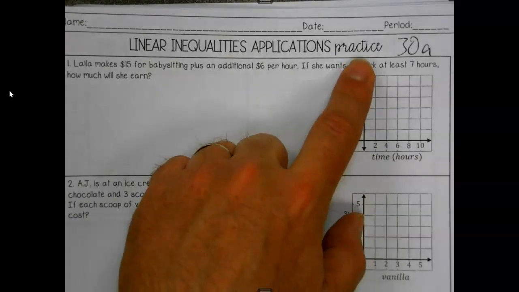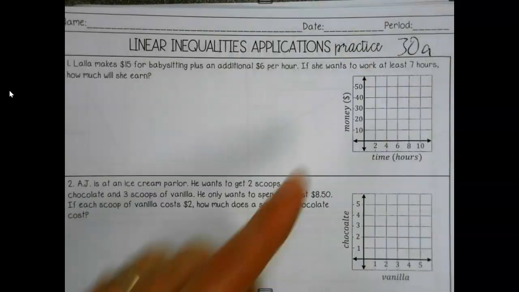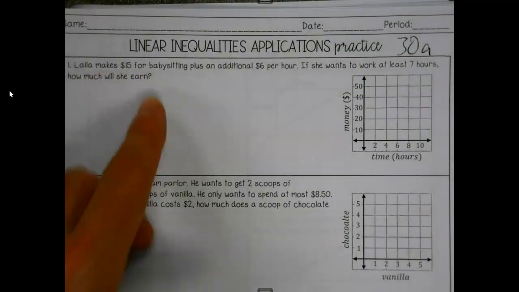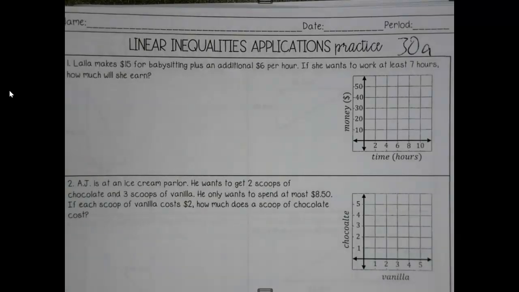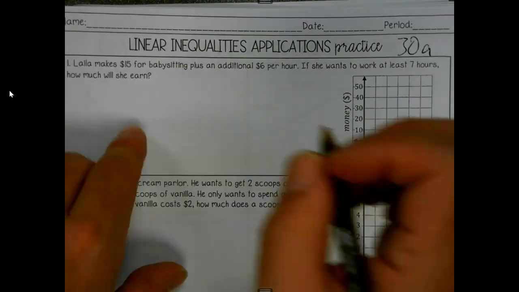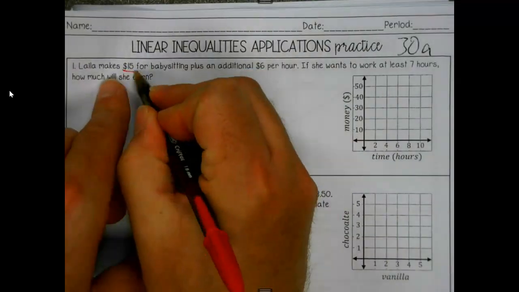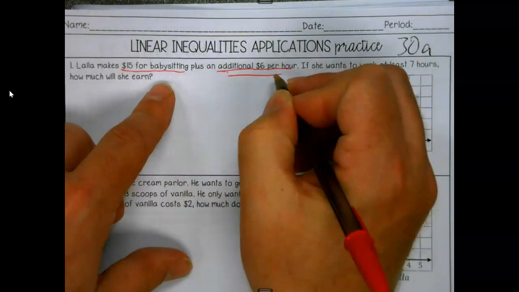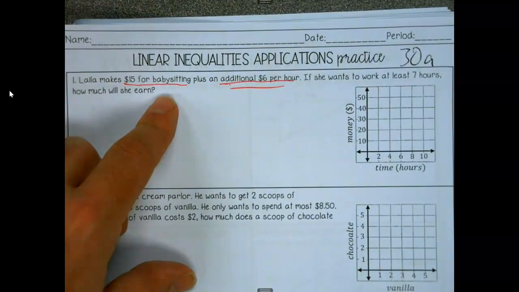We picked this up off the back table, the one you brought in. So again, let's do the first one. Lala makes $15 for babysitting plus an additional $6 per hour. So I look and I'm like, all right, she gets $15 no matter what, and an additional $6 per hour.